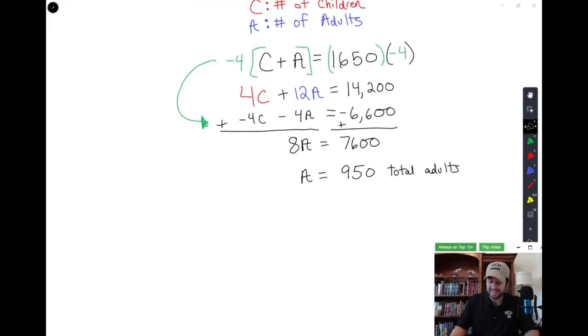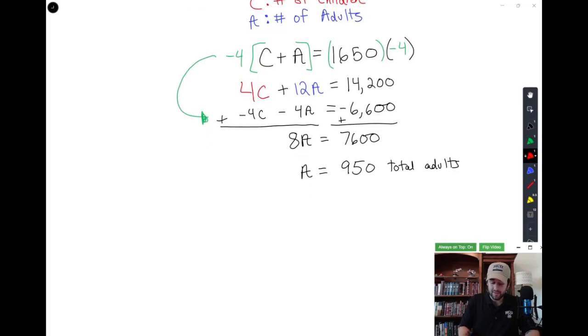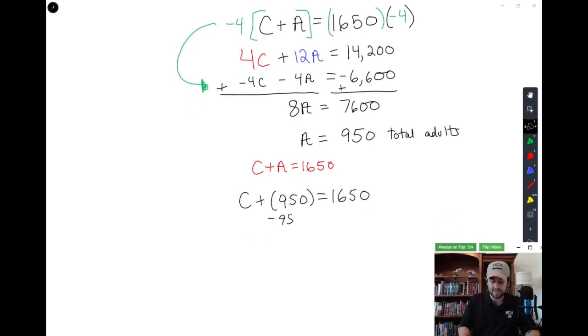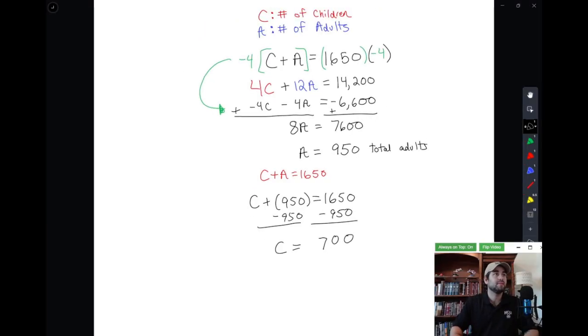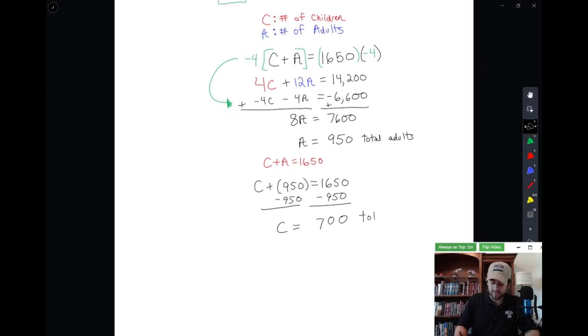And again, let's pick the easiest equation to bring back down from the top. We said that C plus A, which is the number of children plus the number of adults, needed to equal 1,650. That's a pretty easy one to plug and chug. So we're going to say the children plus, we know how many adults there were now, 950, has to equal 1,650. And if we subtract 950 from both sides, we'll get the total number of children to be children equals 700. 50s cancel, and 16 minus 9 is 7. And so there were 700 total children.